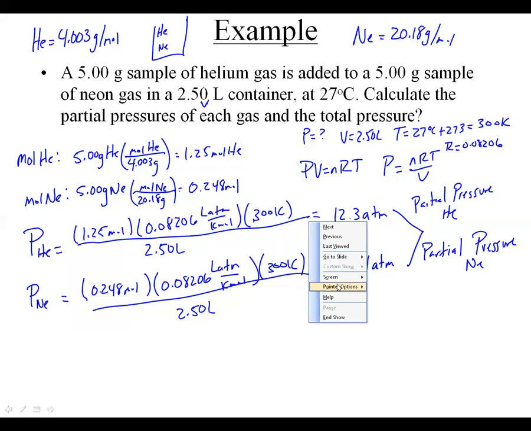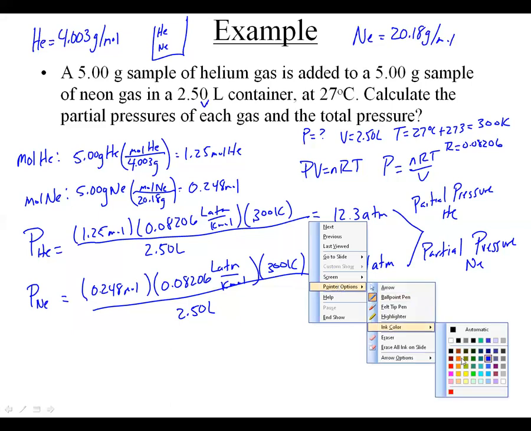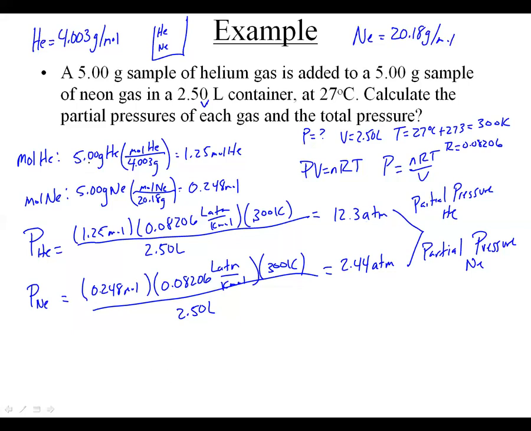Now, we are also looking for one other answer, and that answer is the actual total pressure. So in this particular case, because there are only two gases in there, the total pressure should be the partial pressure of helium plus the partial pressure of neon. And as we will see here, 12.3 plus 2.44 will give us a total pressure of 14.7 atmospheres.